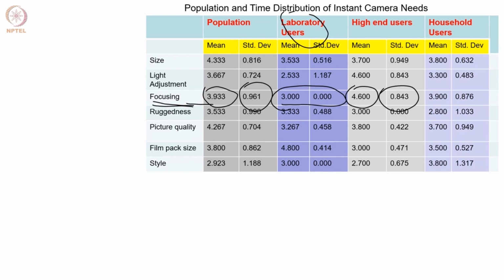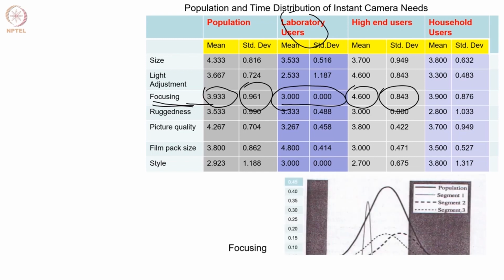So, this is 3.9. Now, you need to decide, if you are offering a product, what should be the focusing you need to provide. Can you provide a single value for focusing, or do you need to have different values for the focusing? By looking at this, you know the population is 3.9, but if you provide 3.9, this segment will not be happy. So, probably you need to provide one for 3 for laboratory users, and probably the other one 3.9 or 4 may be satisfying these 2 segments.